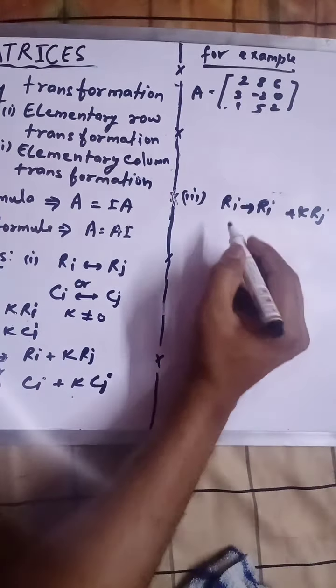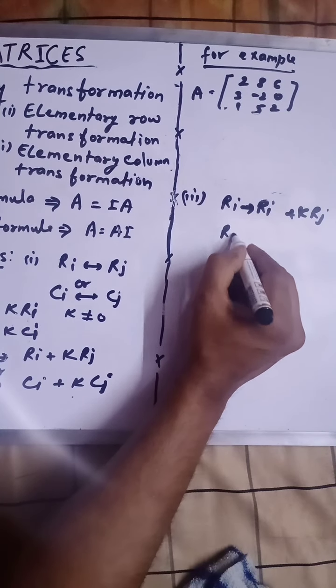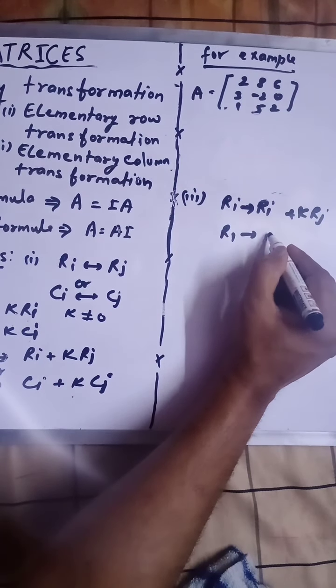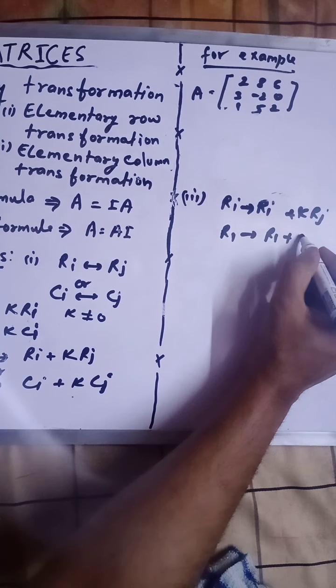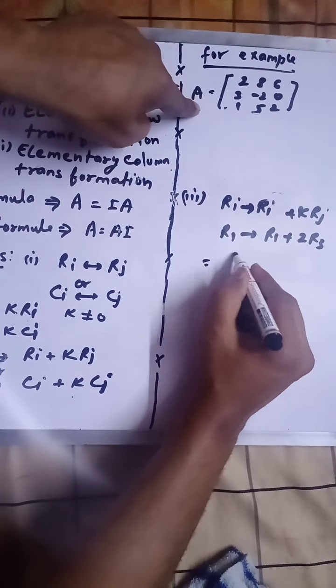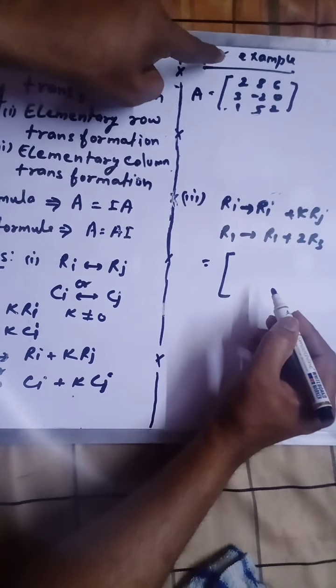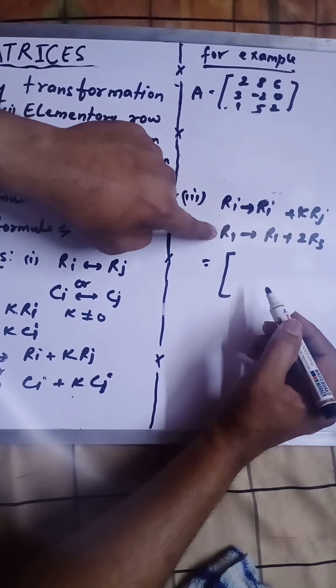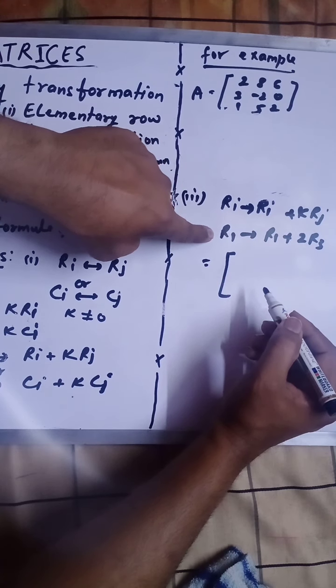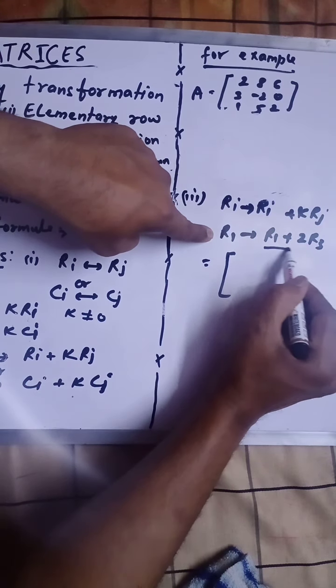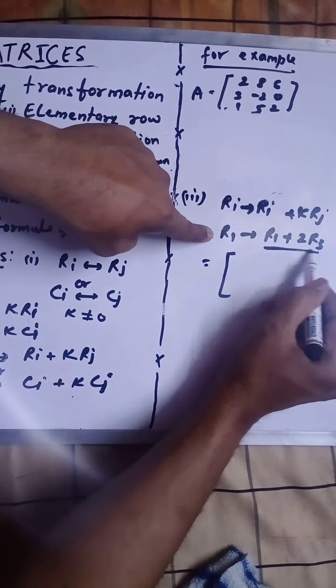See, I am applying R1 goes to R1 plus 2 times of R3. So you can apply here R1. We have to change. We are changing into R1. So this result you have to write in R1.